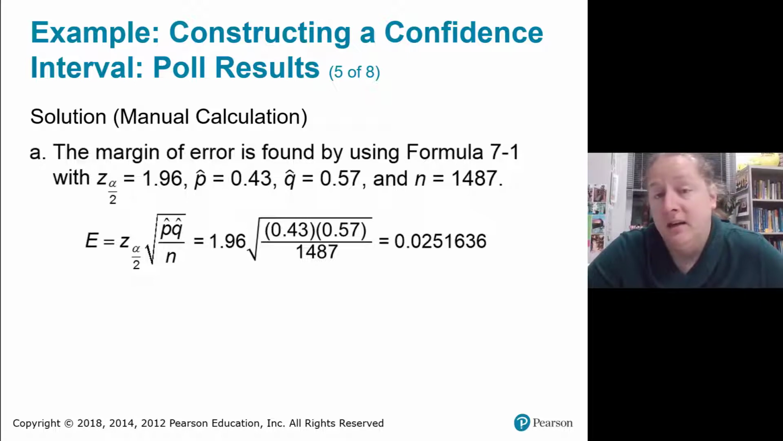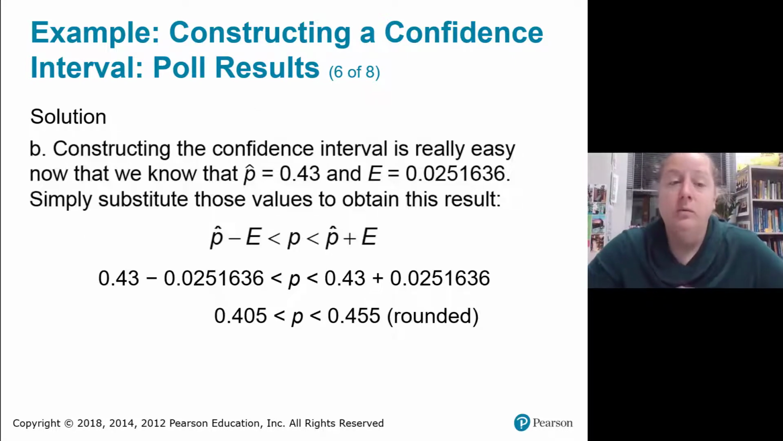Our p hat is our sample proportion, which was 0.43. Q hat is 1 minus p hat, which is 0.57. And finally, n is the number of trials, so the number of adults we have here is 1,487. So we'll put all of those values in and calculate, and we'll find an error of 0.0251636.